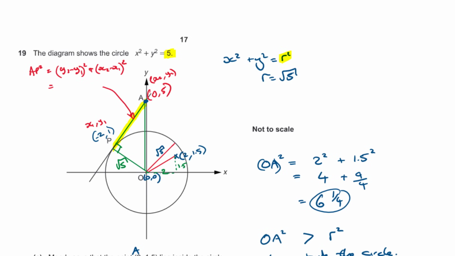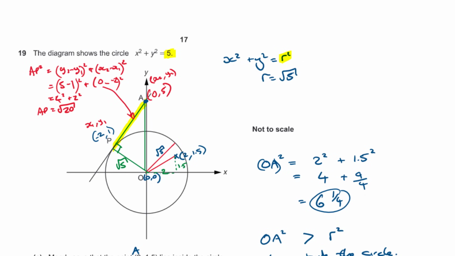So y2 minus y1, that's going to be 5 subtract 1, so 5 subtract 1 all squared, plus change in x. So we're going from minus 2 to 0, so 0 subtract negative 2 all squared. Okay, so that's going to give me 4 squared plus 2 squared. So 16 plus 4, that's 20. So that's root 20. So AP is root 20. Okay, so we now know that length of AP is root 20.